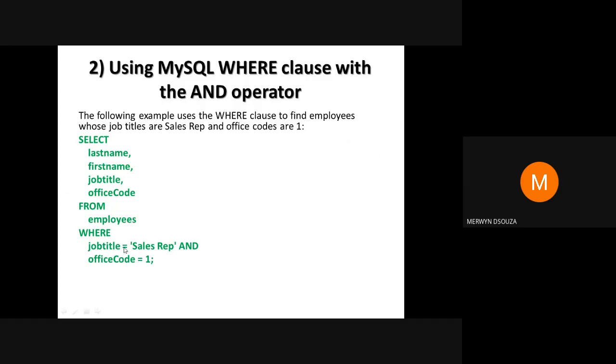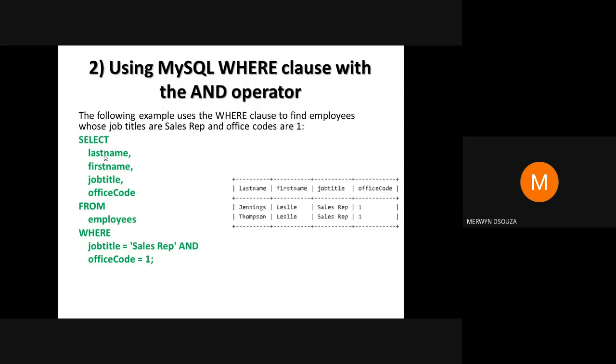Both the conditions are joined together by using the keyword AND. So both these conditions have to be true, have to be satisfied. Only then will those employees be displayed in the output. Job title equal to sales rep and office code equal to 1. In the output, you will get something like this. These are all the employees whose job title is sales rep and also the office code is 1. These are the two employees, Jennings Leslie and Thompson Leslie, who satisfy both the conditions of job title equal to sales rep and office code equal to 1.